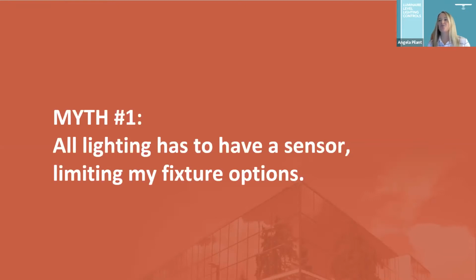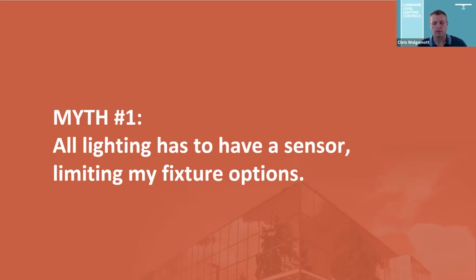Let's move on to our myths. So the first myth that we have is all lighting has to have a sensor, which limits your fixture options. So Chris Wolgamont, can you tell us a little more about this myth and what you've heard? Yeah, sure. I think one of the biggest misconceptions is that when we do a system like this, we do have to have a sensor in every fixture.